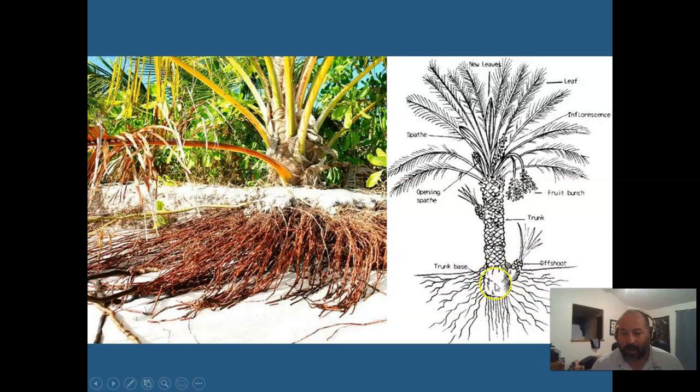Here's a good look at that idea. So you've got your trunk base and you've got your roots that don't extend too far from the tree. You've got your trunk, you've got your fruits, you've got your inflorescences, you've got your fronds, and you've got similar things to trees, but then also a lot of similarities to grass as well.